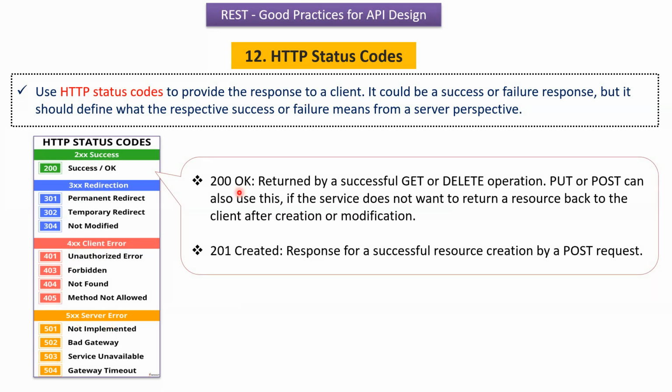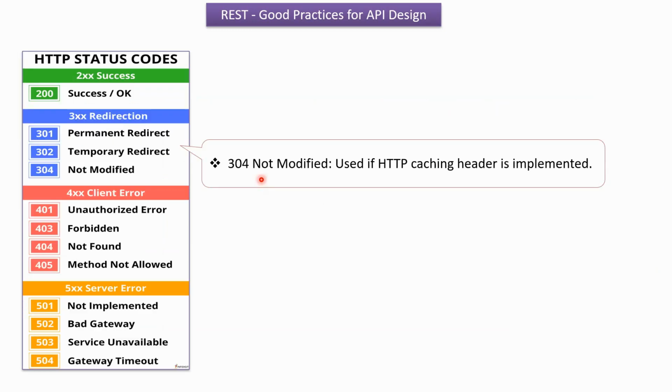200 OK, returned by successful get or delete operations. Put or post also can use this if the service does not want to return the resource back to the client after creation or modification. 201 created. This is the response for successful resource creation by post request. 304 not modified, which is used if HTTP caching header is implemented.